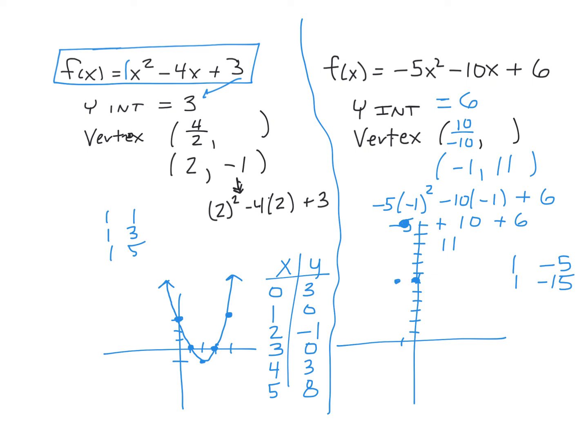And then I'd have symmetry. And my next movement would be over 1, down 15. I'd be way down here at -9. And my parabola would look like this, having a maximum value because of the high point there.